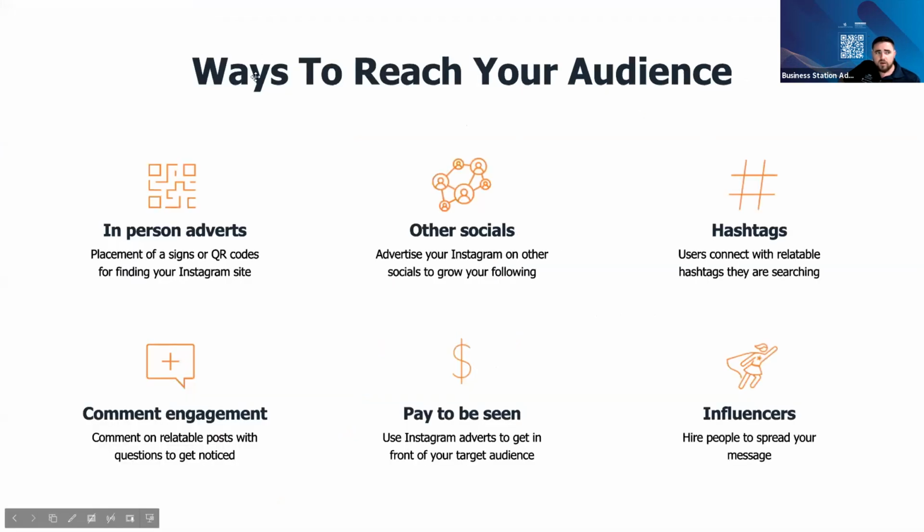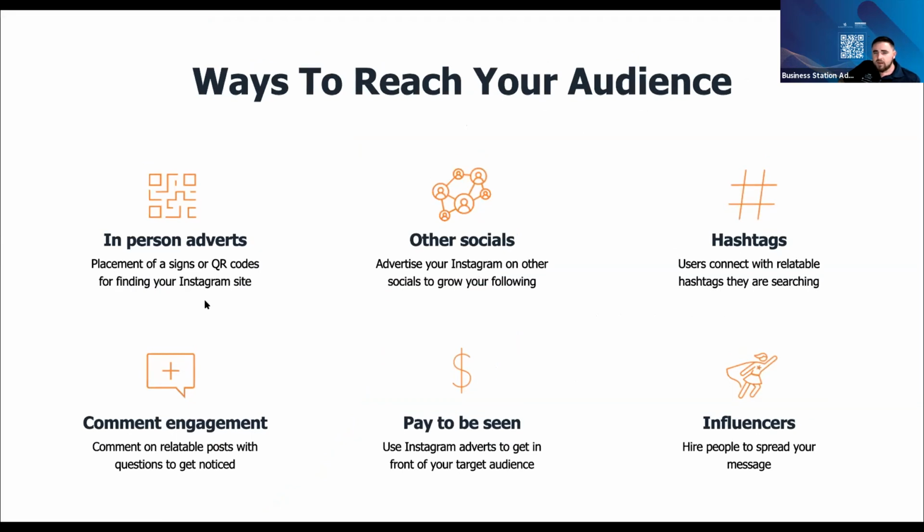So how do we go about reaching our audience? There's a few different ways that we can do it. The first one being in-person adverts. This is your offline approach. So QR codes are widely popular at the moment. So have a QR code in your physical store that connects through to your Instagram, to like their social, to follow it.